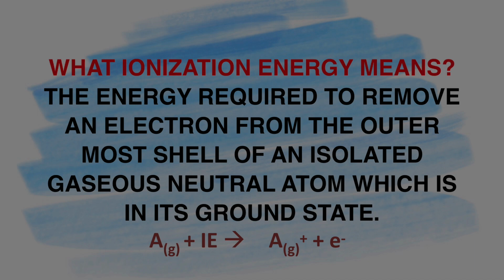The atom must be in isolated form. Isolated means it doesn't have any interaction with the nearby atoms and it is possible only in the gaseous state. Secondly, the atom must be neutral, meaning there should not be any charge on that atom. And lastly, the atom must be in ground state, that is the minimum possible energy state for that atom. If you remove one electron from the outermost shell of such an atom, then the energy required for that purpose will be equal to the ionization energy of that atom.